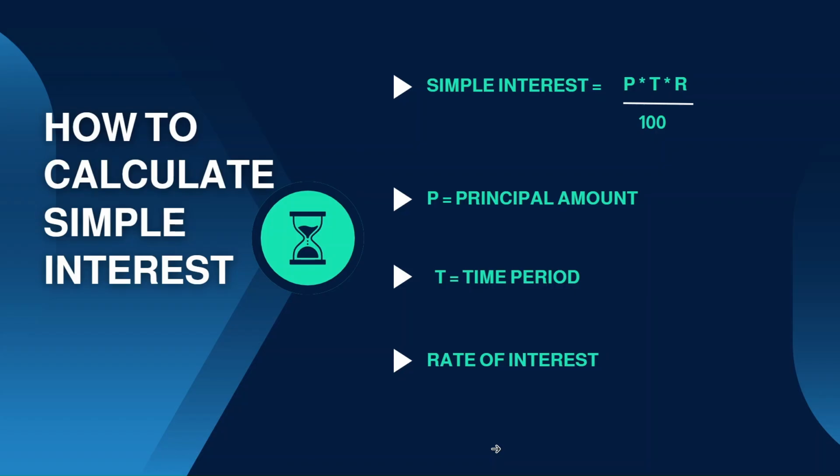How to calculate simple interest? Simple interest is equal to P into T into R by 100, where P is the principal amount, T is the time period, and R is the rate of interest.